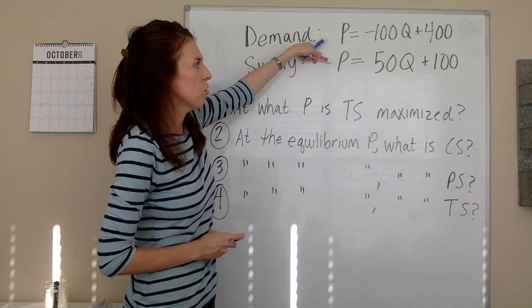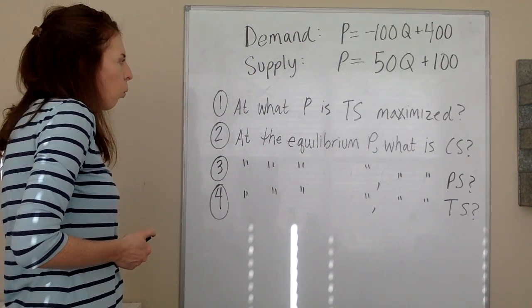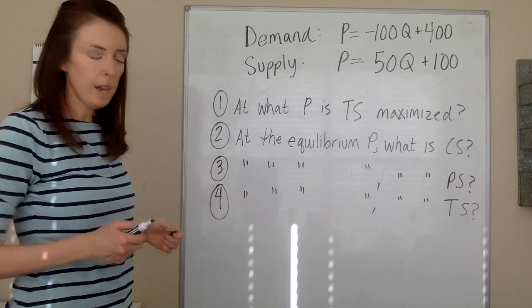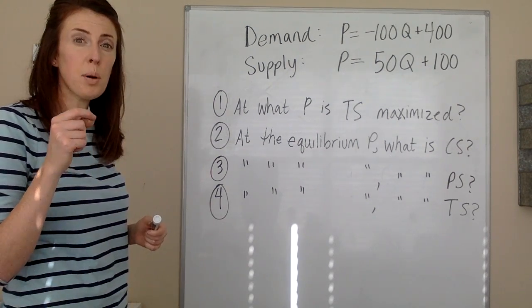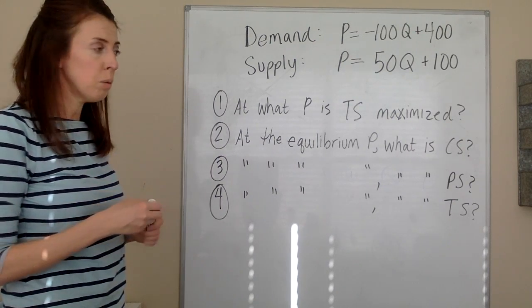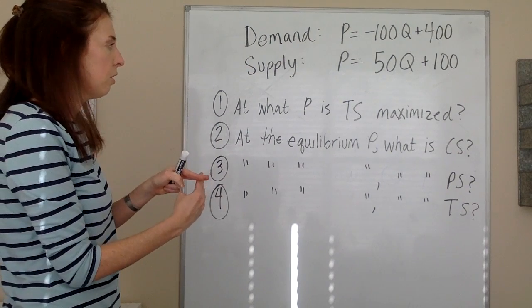Both of these equations are in slope-intercept form. Question number 1 is, at what price is total surplus maximized? Okay, the big hint here is that total surplus is always maximized when the price is the equilibrium price. Where is the equilibrium price? Equilibrium price is the price that emerges when supply and demand intersect, or they equal each other.